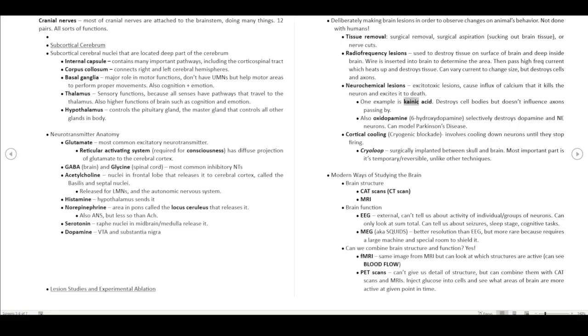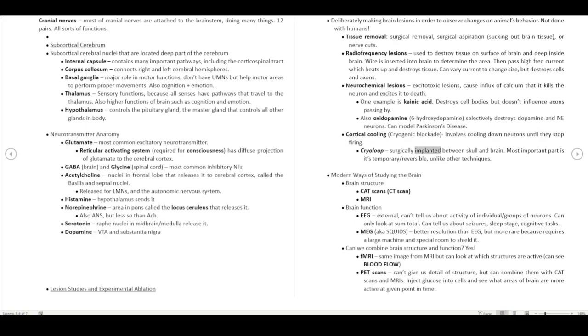One example is kainic acid. It destroys cell bodies but doesn't influence axons passing by. Also oxidopamine, 6-hydroxydopamine, selectively destroys dopamine and other neurons. Can model Parkinson's disease. Cortical cooling, cryogenic blockade, involves cooling down neurons until they stop firing.